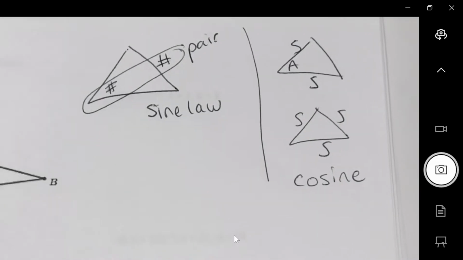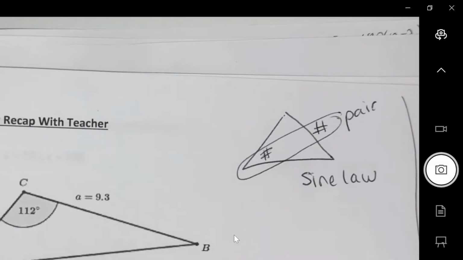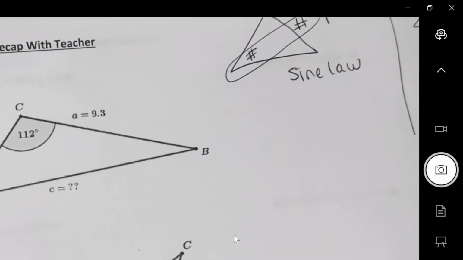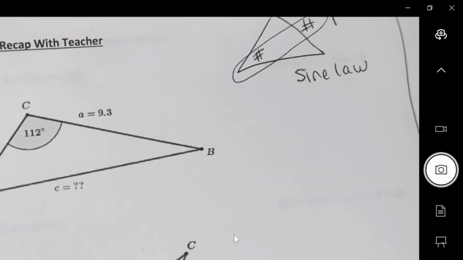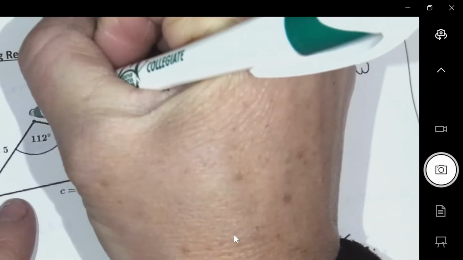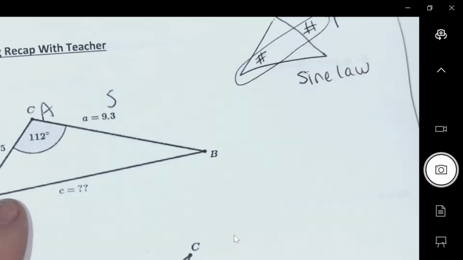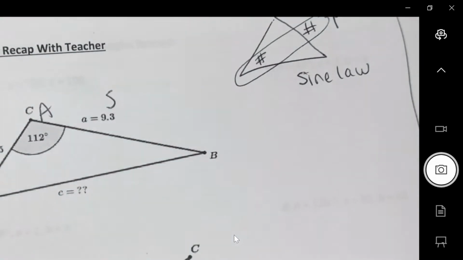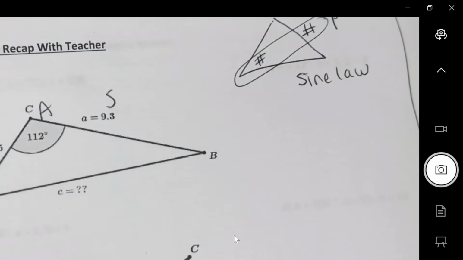Okay, so I have to look at this and say, what am I going to use? So what do we have here? We have a side, an angle, and a side. So that's going to be cosine law. Now the cosine law formula will be on your formula sheet, right? So you don't need to write it on your cheat sheet. You would get that on my paper I give you.